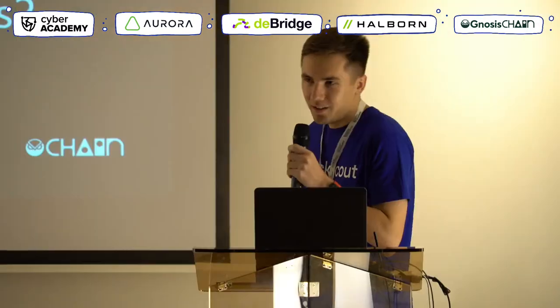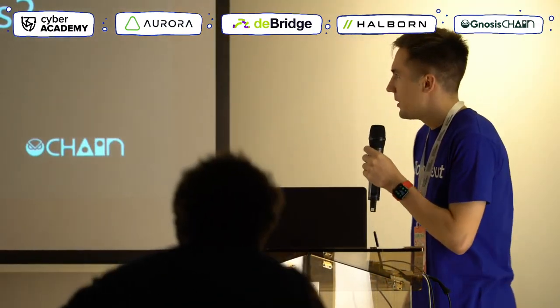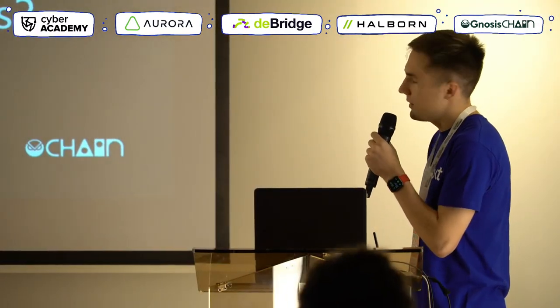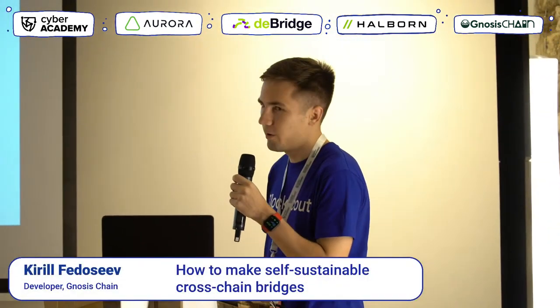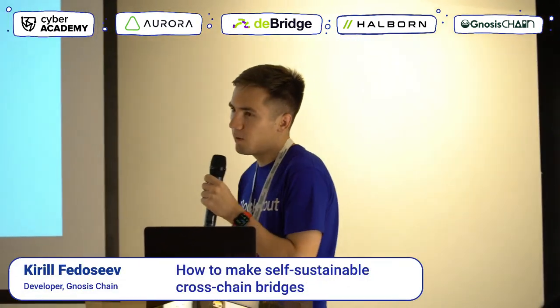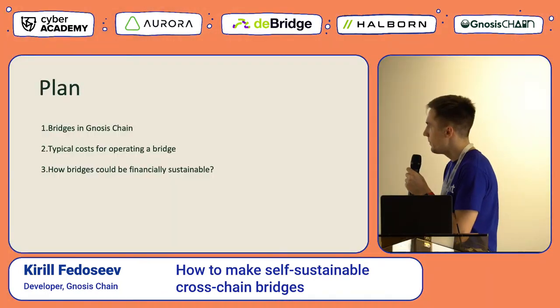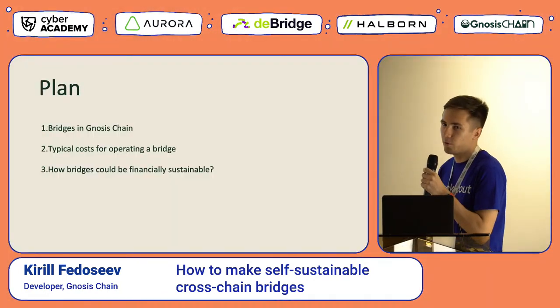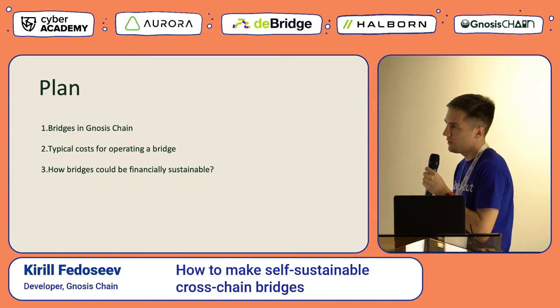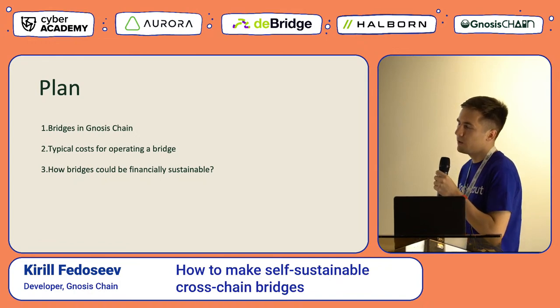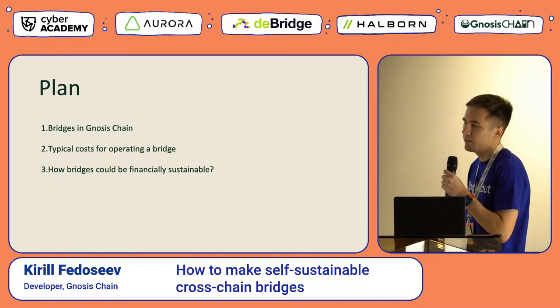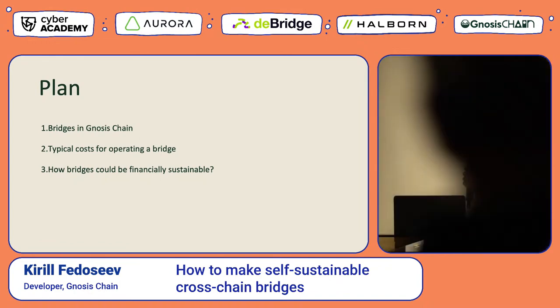So today we plan to discuss how we could make self-sustainable bridges in cross-chain environments. The plan for today is to cover what bridges we have at Gnosis Chain, what the typical costs are for operating any kind of bridge in the cross-chain environment, how bridges could eventually become financially sustainable, and what practical way we considered when doing so at Gnosis Chain.